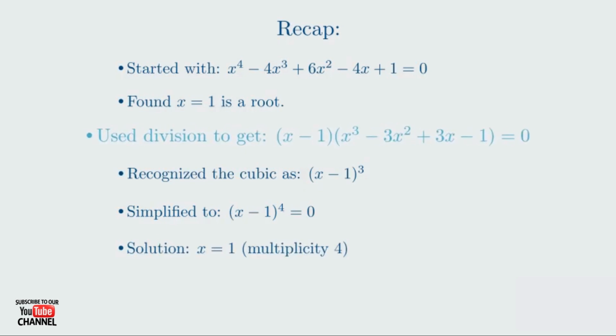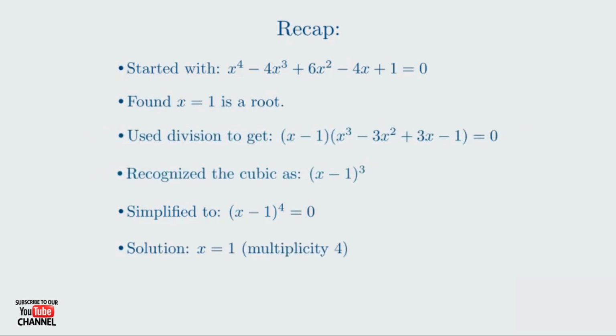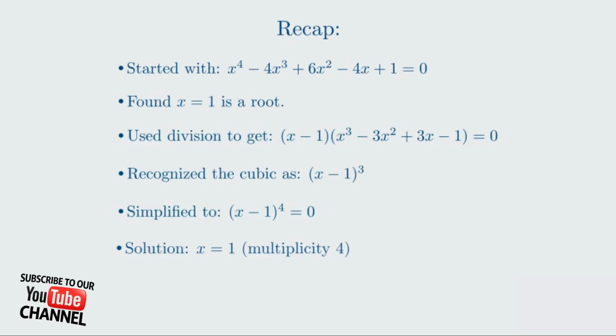This allowed us to factor out x minus 1 and simplify the remaining polynomial. We then recognized the remaining cubic polynomial as a perfect cube. By rewriting the equation in its fully factored form, x minus 1 to the fourth power equals 0, we could easily solve for the root, finding that x equals 1 is the single real root with a multiplicity of 4. This problem is a great example of how recognizing special polynomial structures, like the binomial expansion, can greatly simplify the solving process. You have now seen how to solve a quartic equation by first finding a simple root and then factoring the polynomial. Great work!